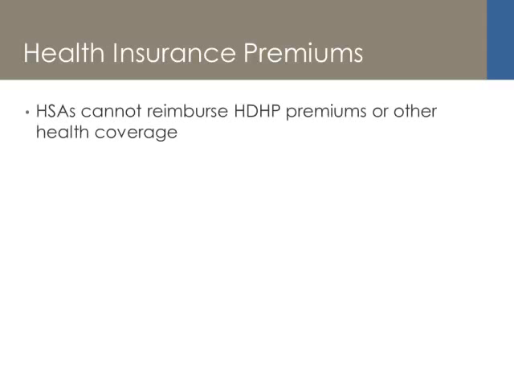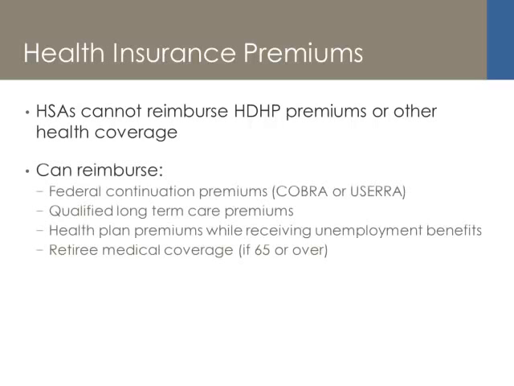In general, HSAs cannot reimburse health insurance premiums, including high-deductible health plan premiums. However, HSAs can reimburse premiums for federal continuation coverage like COBRA or USERRA coverage, qualified long-term care premiums, even if offered through a cafeteria plan, premiums for health coverage while receiving unemployment benefits, and retiree medical coverage for HSA holders who are age 65 or older.